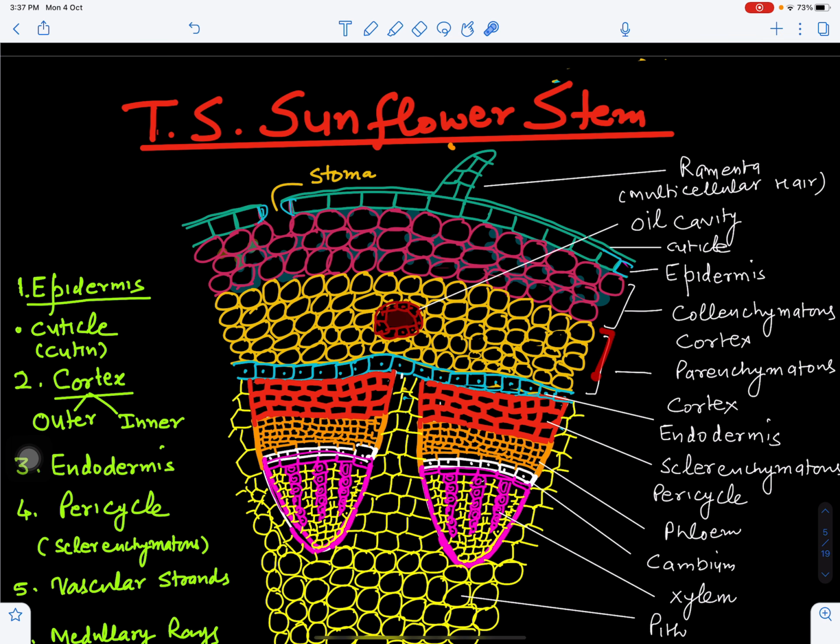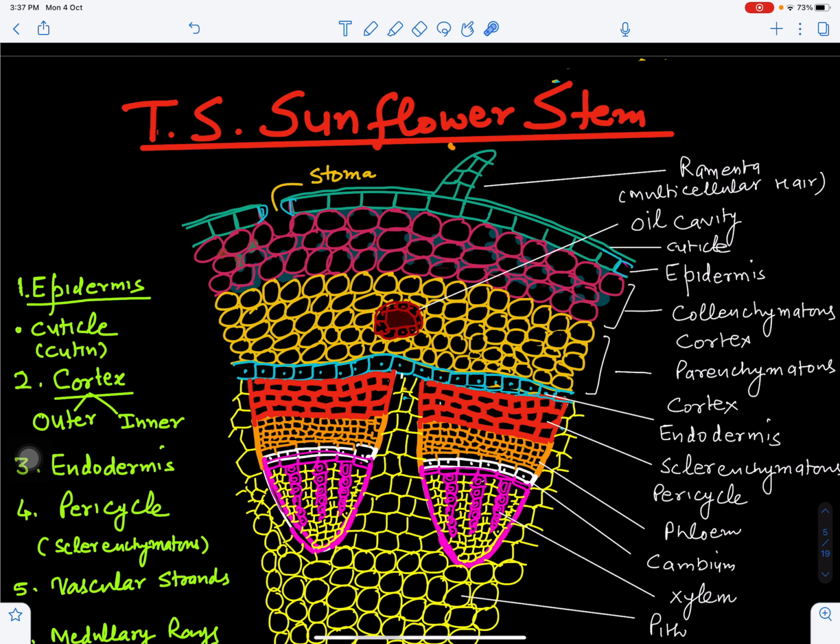Now this part is made up of parenchymatous cortex. Parenchymatous cortex is simply cells, they are thin walled. They are enclosing intercellular spaces. Now this is the intercellular space for gaseous exchange. At certain places this may have oil duct.